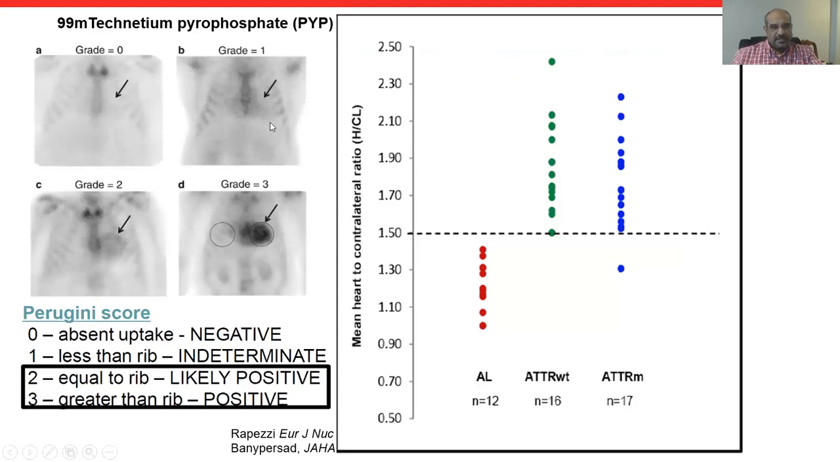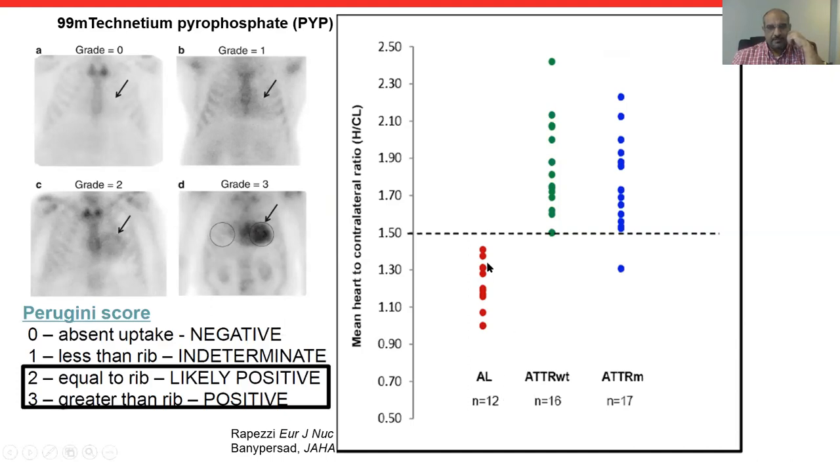When the cardiac uptake is apparent but less than the bone uptake, this is grade 1. When both are almost equal, this is grade 2. When the myocardial uptake is bigger than the bone uptake, this is grade 3. Grade 2 and grade 3 are very diagnostic for TTR cardiac amyloidosis.